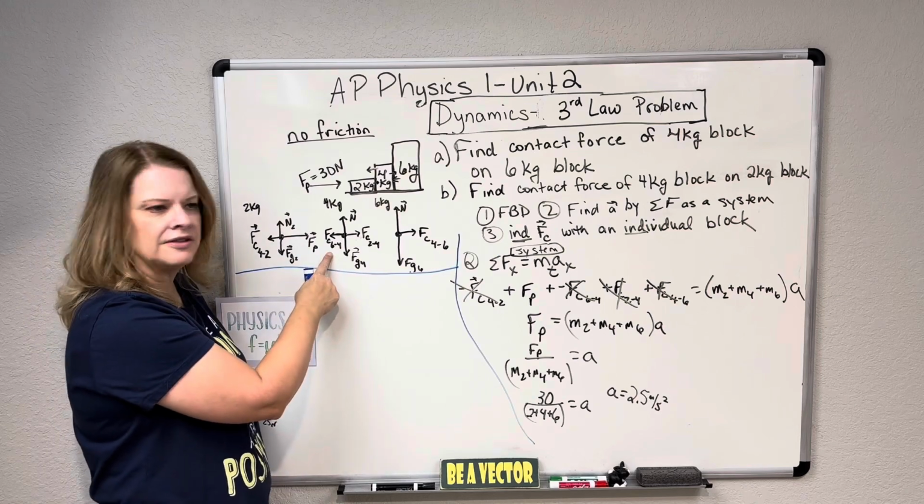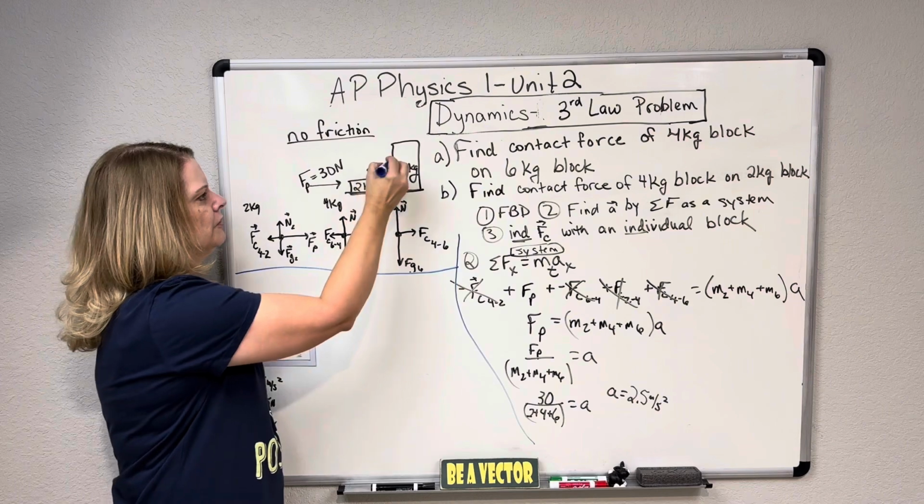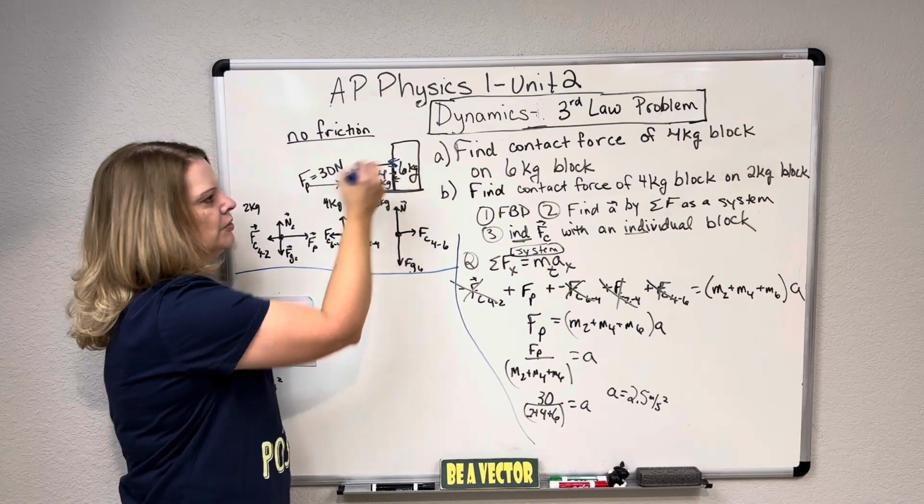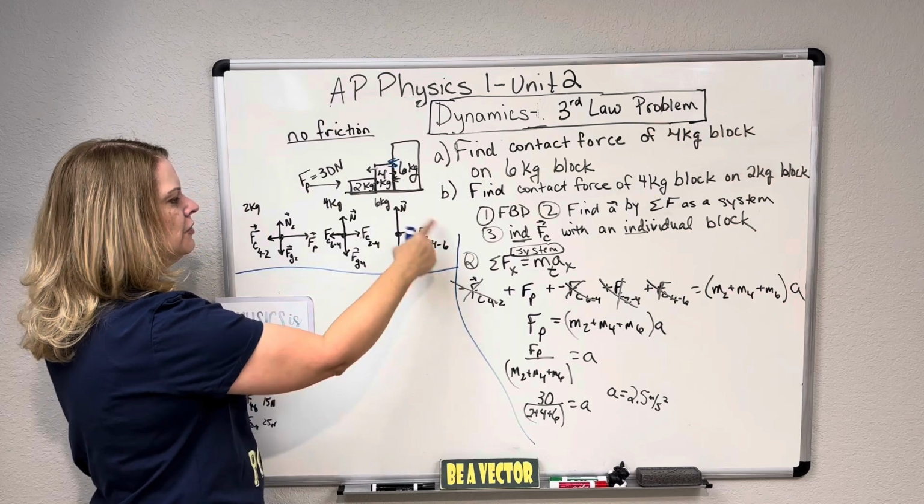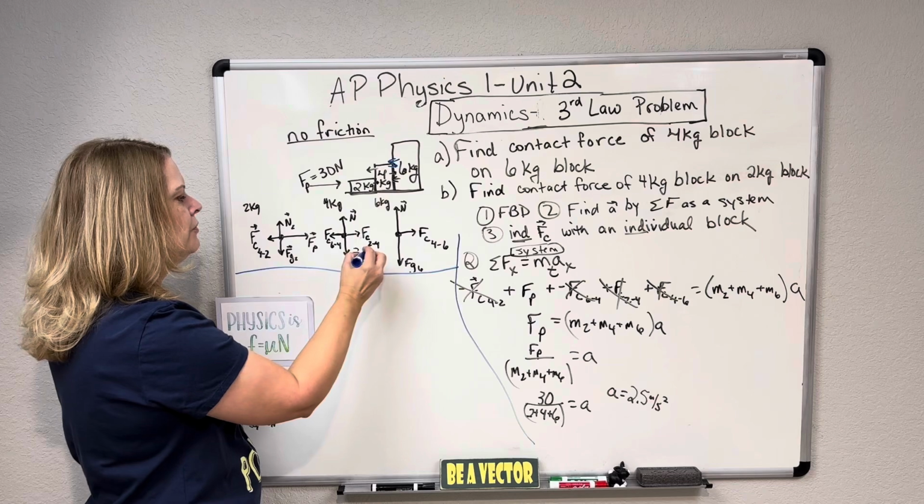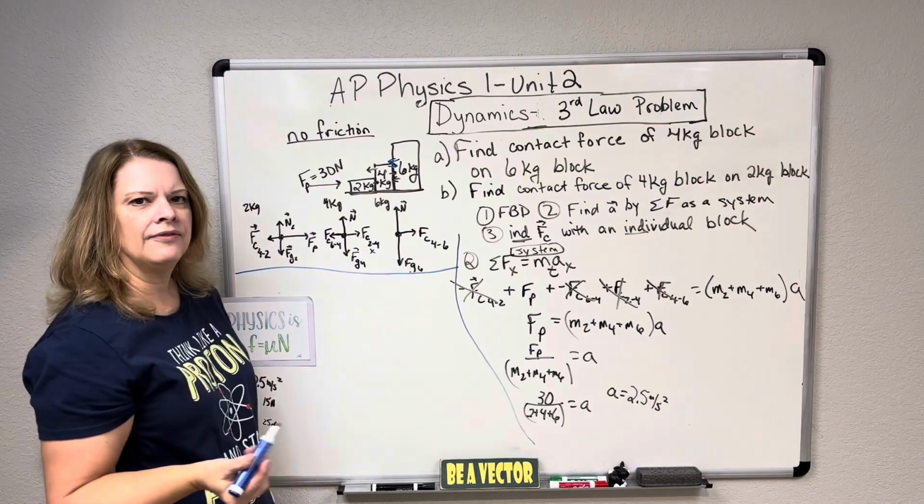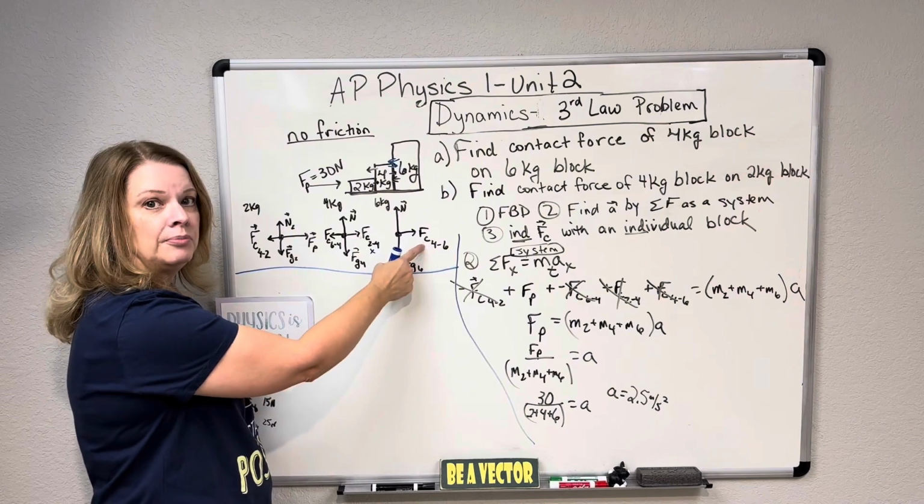The contact force of the 6 on the 4 is equal to the contact force of the 4 on the 6. This one was pushing this way, this one was pushing back equally. All right, well this one only has one force in the x direction. That looks way less complicated than one with two. Plus, I don't know this yet, so I wouldn't have enough information to use this block.